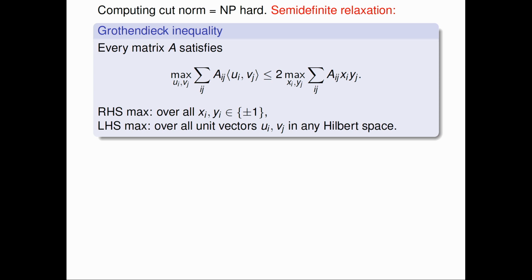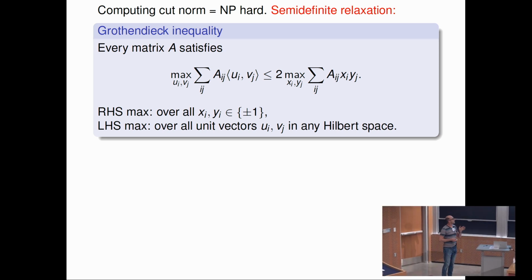So, let's look at it this way. Suppose the right-hand side is bounded, which means that for any x and y plus or minus 1 vectors, I can bound this quadratic form. Then the left-hand side is bounded by kind of the same quantity. And on the left-hand side, you upgrade from scalars to vectors. So instead of xi and yi being scalars, now they can be vectors in an arbitrary Hilbert space, unit vectors. Okay, so that's Grothendieck inequality.